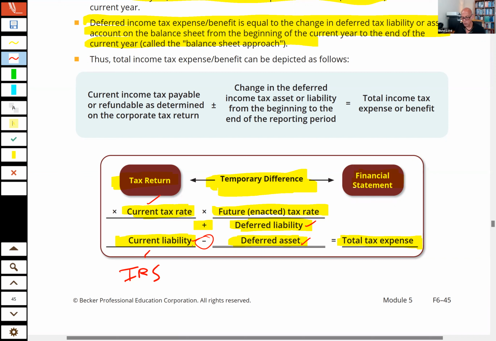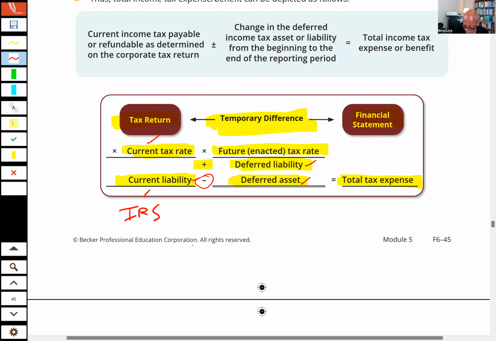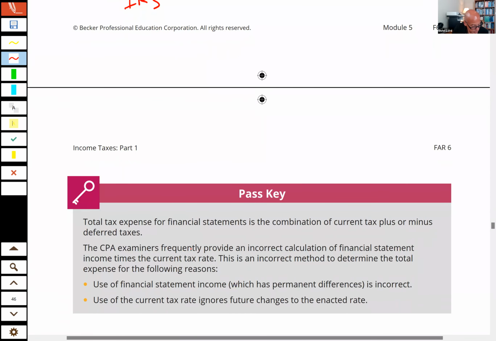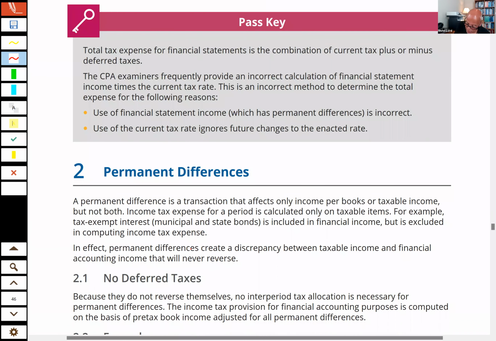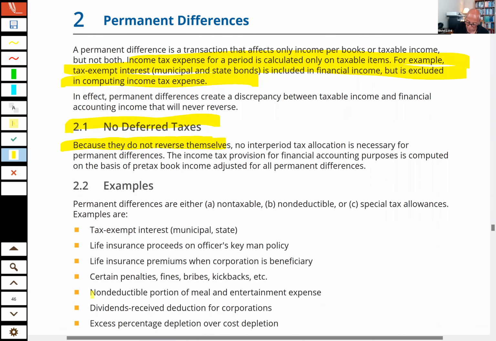Okay, now let's look at some numeric examples coming up and see how we will apply these different terms. Again, guys, we take a look at permanent differences, and income tax expense for a period is calculated only on taxable items. For example, tax exempt interest is included in financial income, but excluded from computing income tax expense. If that's the case, there are no deferred taxes for those because they do not reverse themselves.